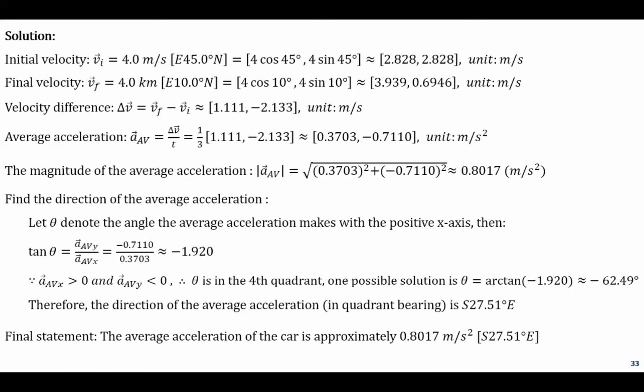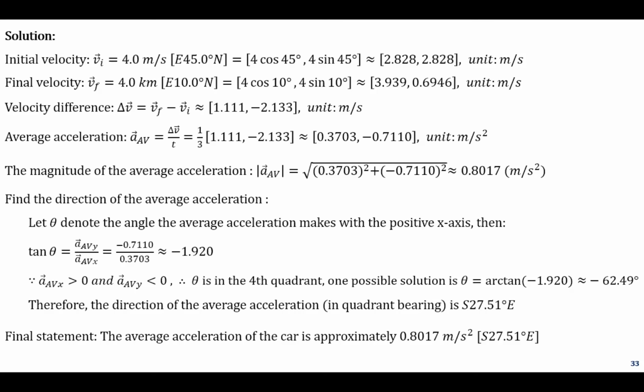Okay, so according to the given information, we know the initial velocity VI is 4.0 meters per second. Direction is 45 degrees north-east. And this can be expressed in Cartesian form as x component is 4 times cosine 45, y component is 4 times sine 45, which is approximately 2.828 and 2.828. So here I just keep four significant figures. Unit is meters per second.